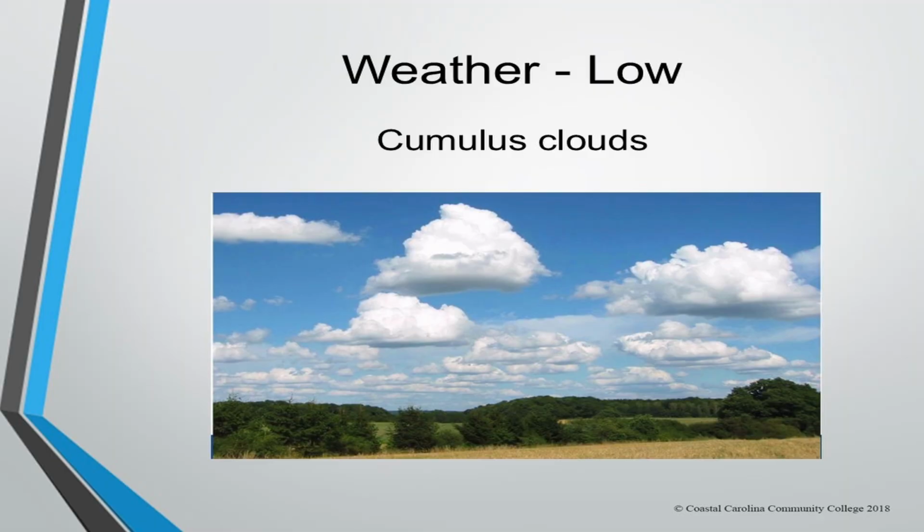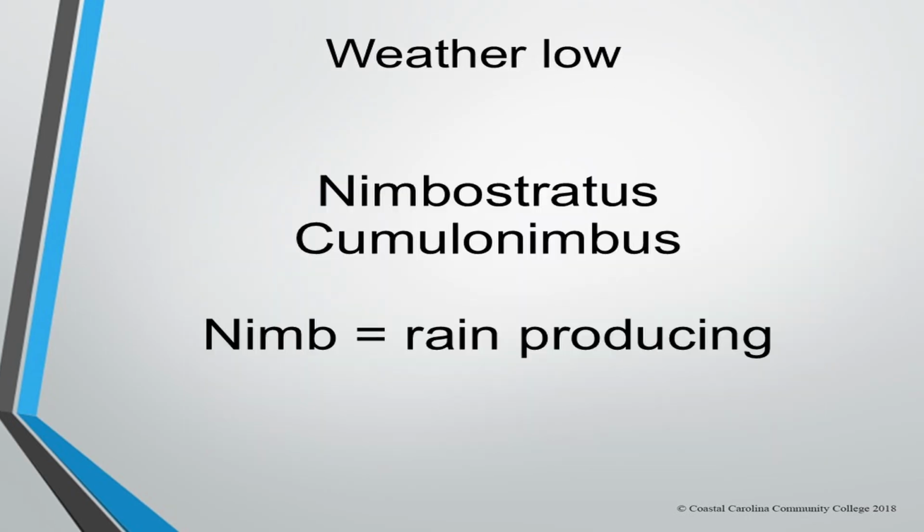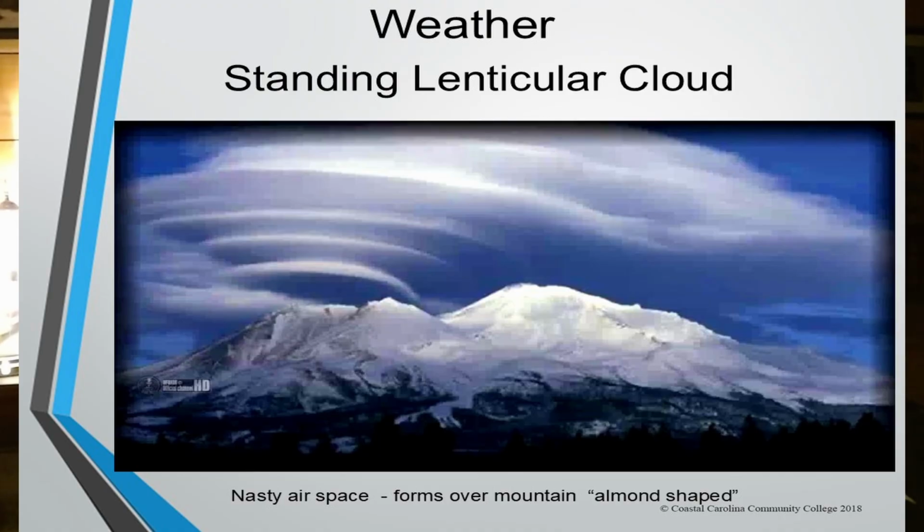Stratus clouds, those are thin, wispy, very, very high, and that is stable air. Cumulus clouds, those are the puffy ones. They have a lot of vertical development, and they are unstable air. When you see nimbostratus, cumulonimbus, nim being rain, you can project that it's highly likely that the air is unstable. The question usually contains the term over a mountain, almond shape cloud. That is a standing lenticular cloud.